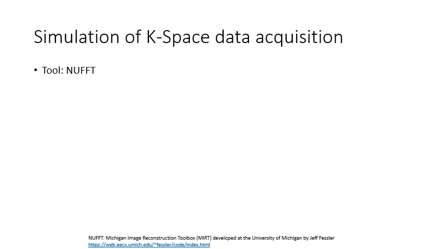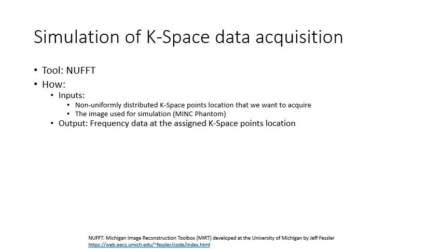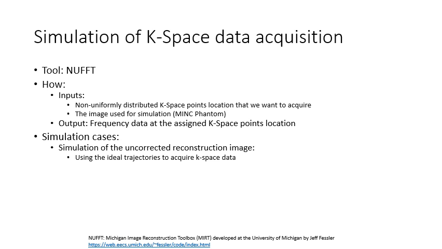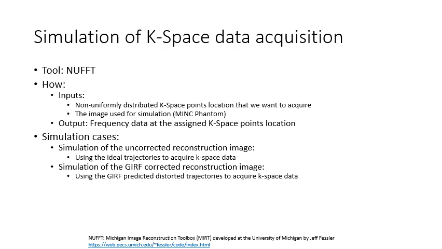After we obtain the trajectory, we can do the simulation of k-space data acquisition. Here I use the NUFFT. I feed in the trajectories and the images that we want to simulate. Then we will obtain the k-space data for the trajectories. I simulated two cases here. One is the uncorrected reconstruction image, which uses the ideal trajectories to acquire k-space data. The other is the GIRF-corrected reconstruction image, which uses the GIRF-predicted distorted trajectories to acquire k-space data.